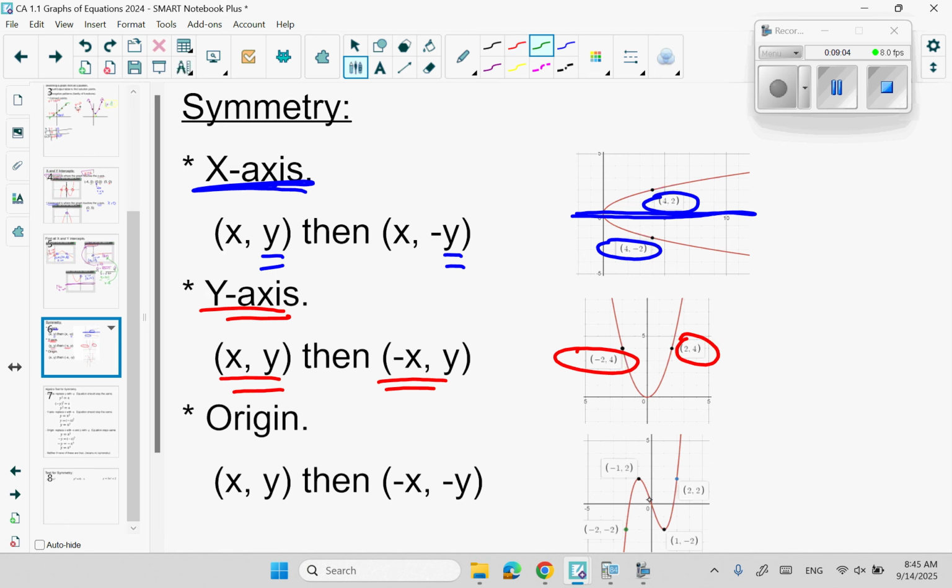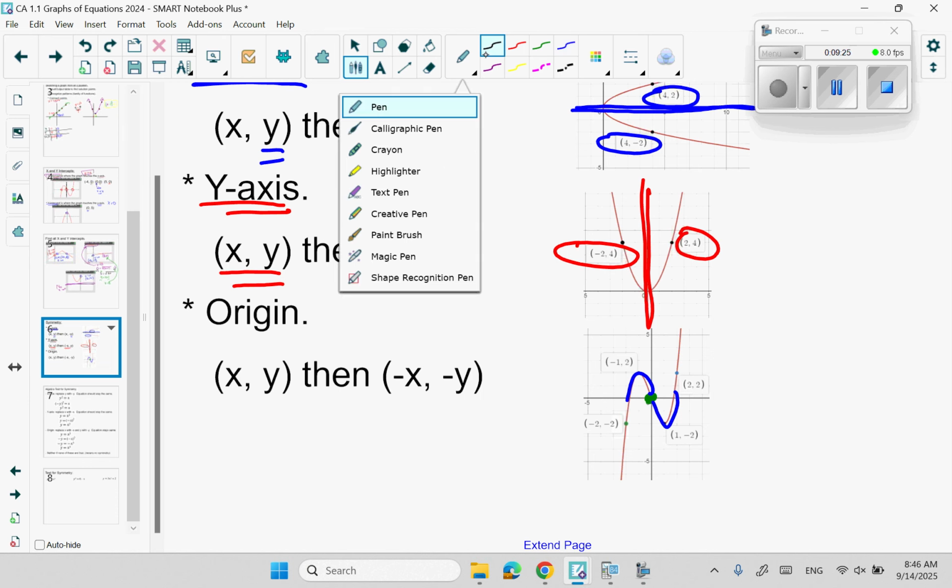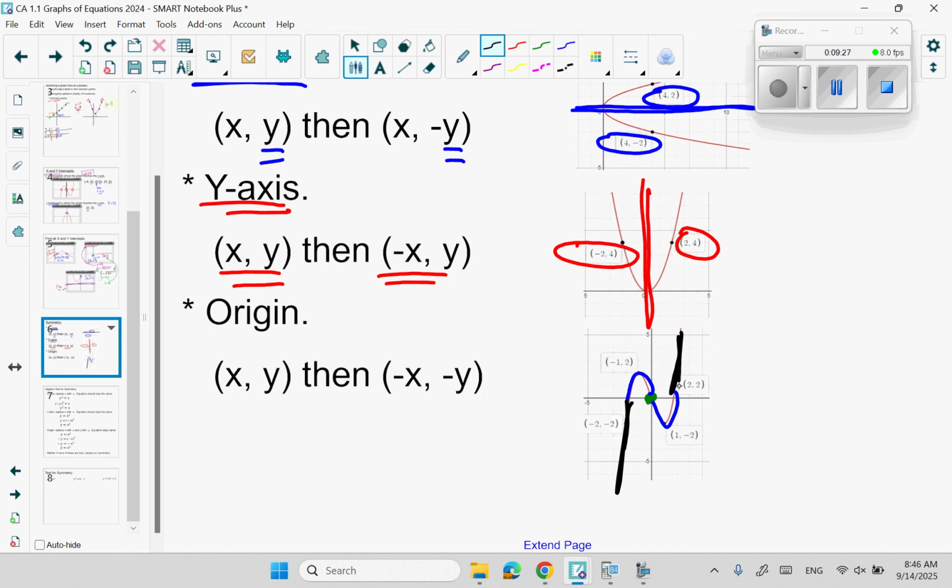And then the origin, so the y symmetry is right here. And the origin means it's symmetrical around this point. So this would get rotated 180 degrees. So this becomes right here. And this becomes right here, kind of. And what happens there graphically is both my coordinates get flipped.